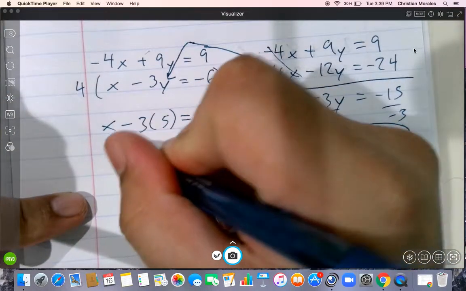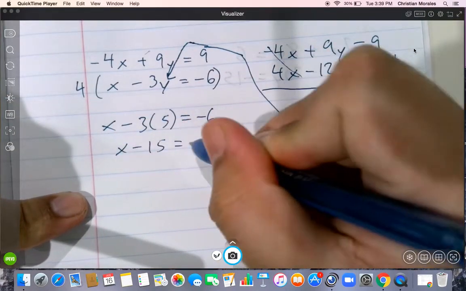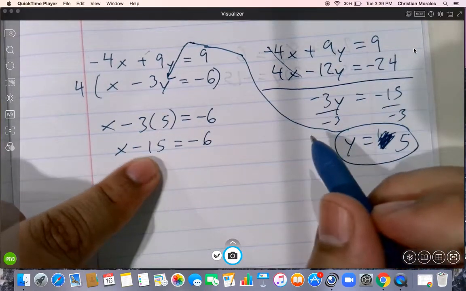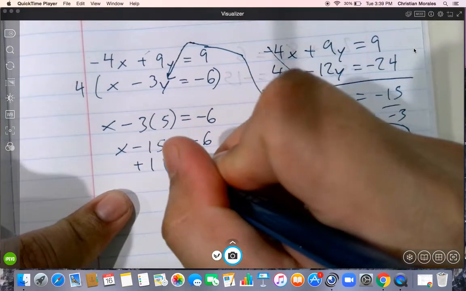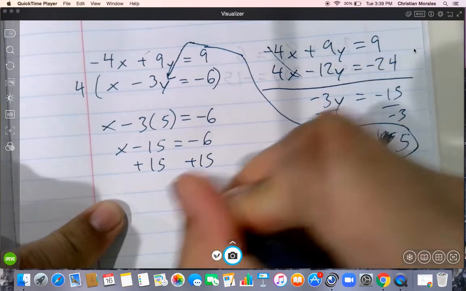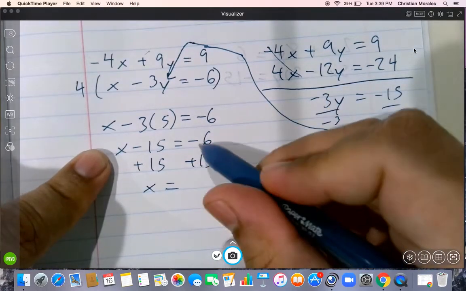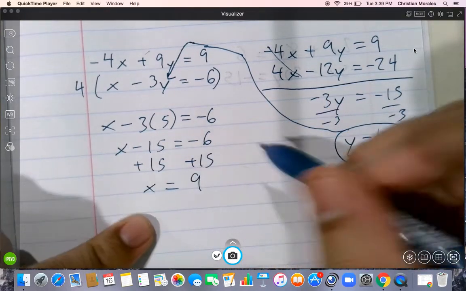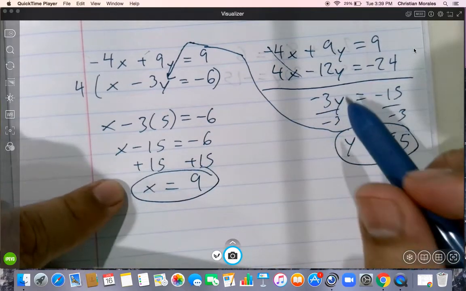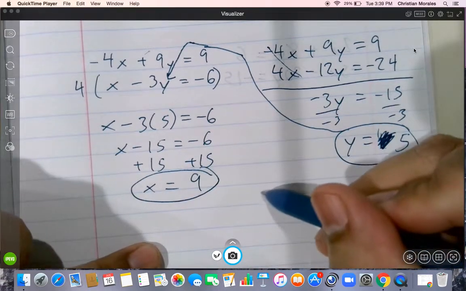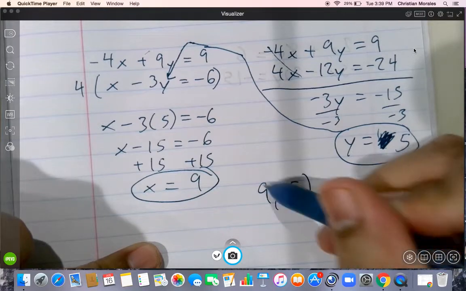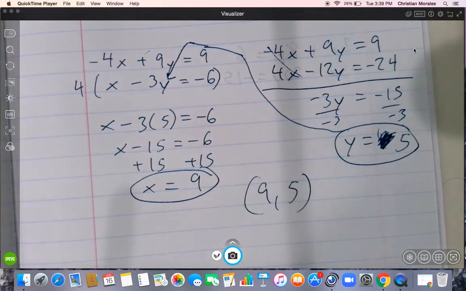So this makes this. I'm going to move the -15 by adding 15. Yep, that was easier. I don't even have to divide. So my answer is 9, 5. That's my coordinate. That's where these lines meet.